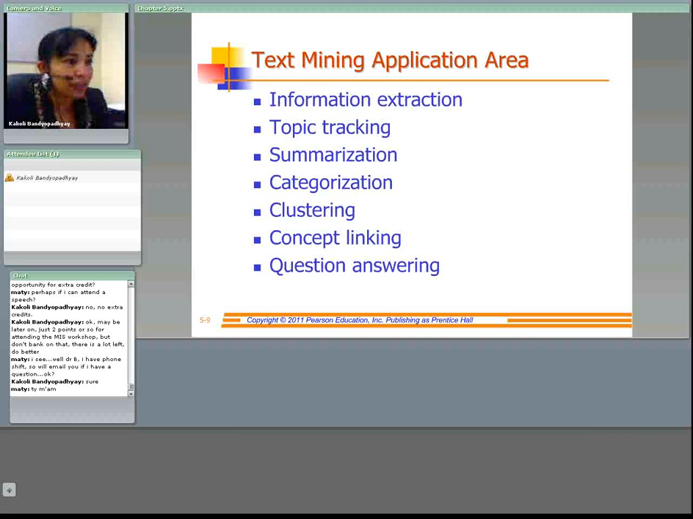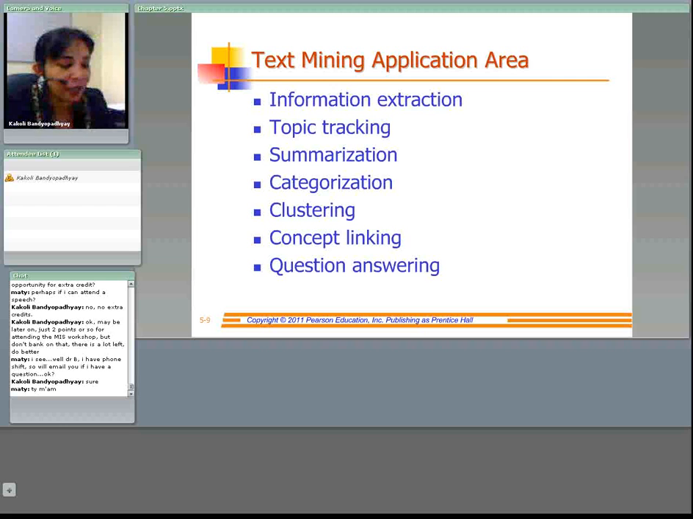Did I talk about clustering? I think I skipped clustering. Clustering is, as we have covered before, grouping similar documents without having a set of categories. It's different from categorization. Categorization is finding out the theme and placing it in a predefined category, but clustering is grouping similar documents without having a predefined set of categories. And then finally, question answering. Question answering is finding the best answer to a given question through pattern matching. So these are some of the text mining application areas.